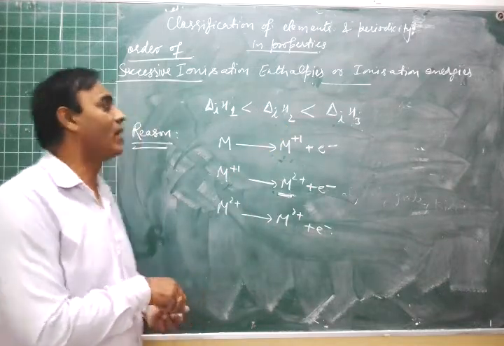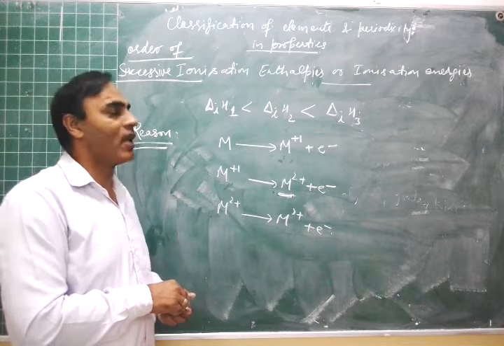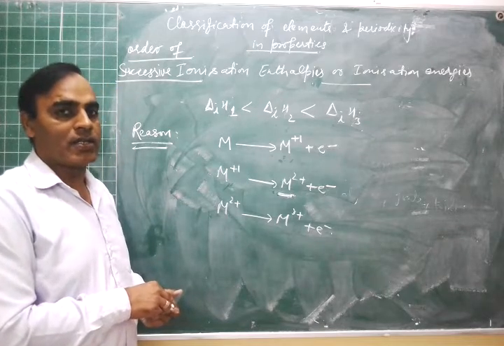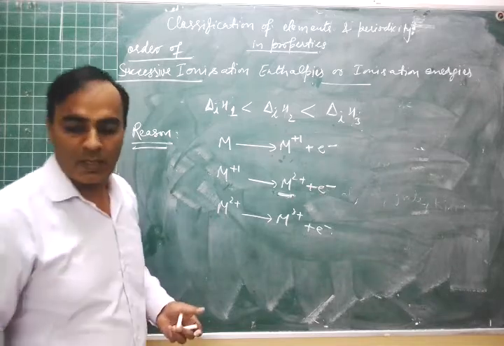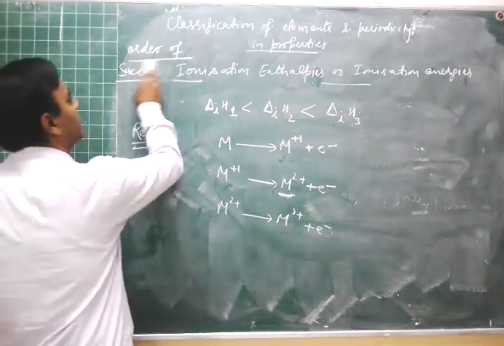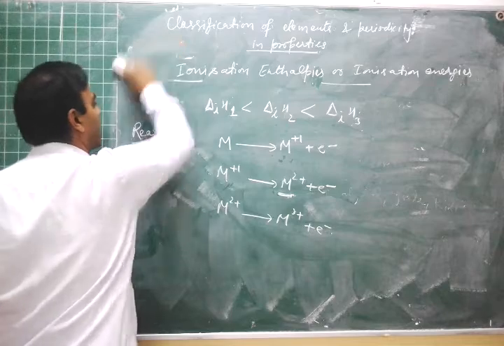So this is about the order of successive ionization enthalpies or ionization energies. Now we will discuss the trend of ionization enthalpies in the periodic table.